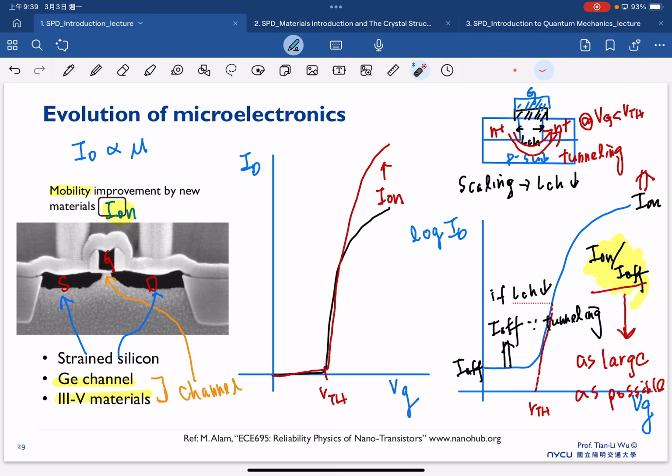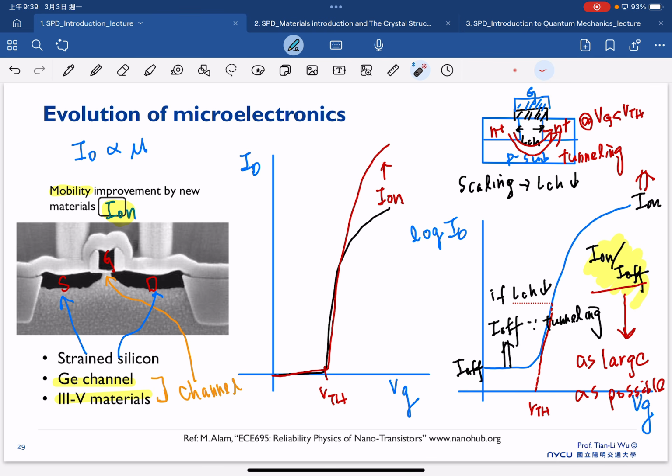So the first effort is trying to improve the on current, as shown here, and there are several different strategies. The first one is strained silicon. We have the source and drain, and we use strained silicon to improve our channel mobility. Or we can use a germanium channel, which replaces the silicon here with germanium, or we can use III-V materials. So these are the general approaches for how we can improve the on current.